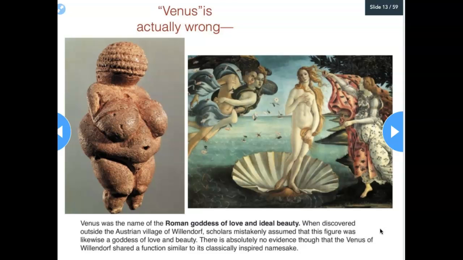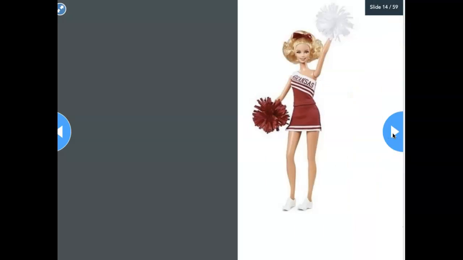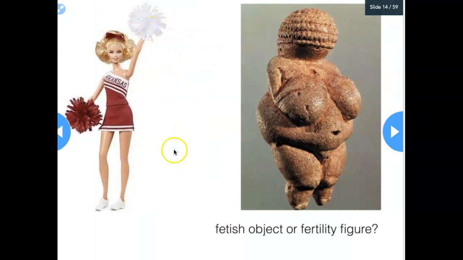But what we do know is that this figure represents a healthy woman who could bear children, and that other figures very, very similar to this have been found throughout Europe. So think about this culture and what they value, and then you can think about our culture, right? And here's an image of a Barbie. Is that what our culture values? It's just something to think about that I wanted to point out to you all.